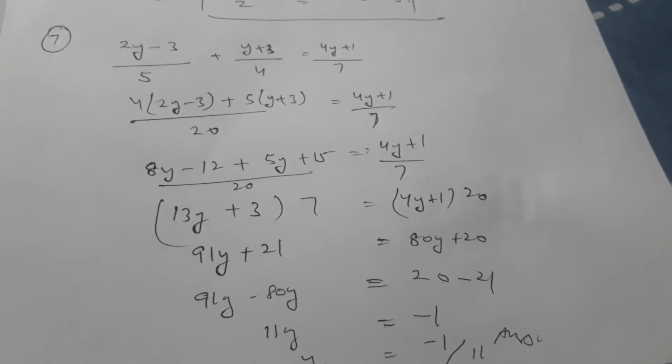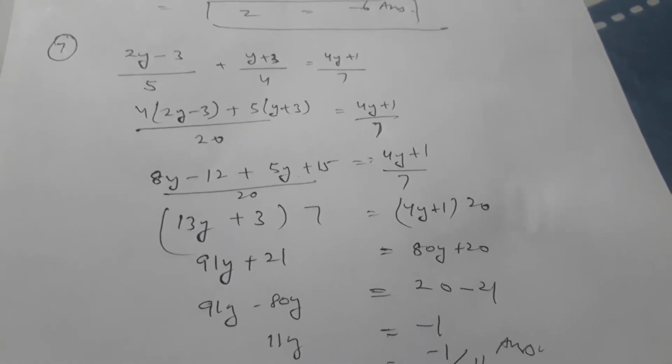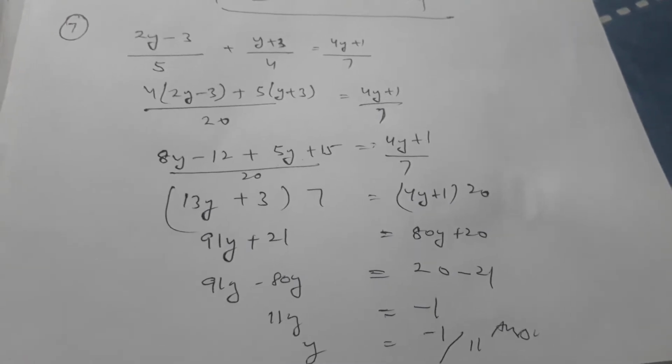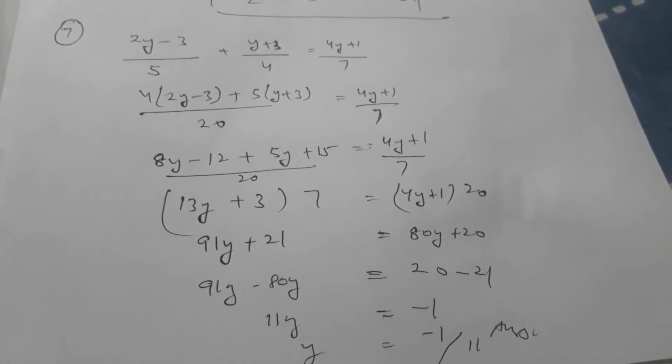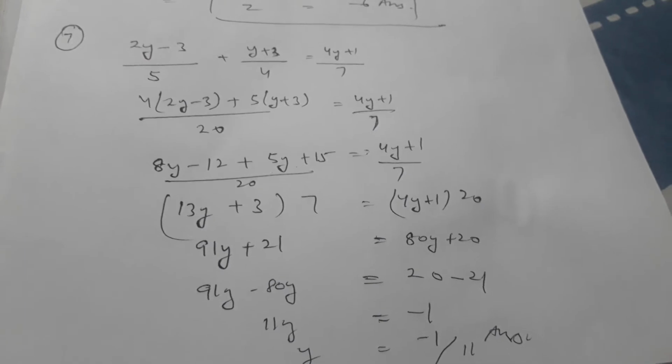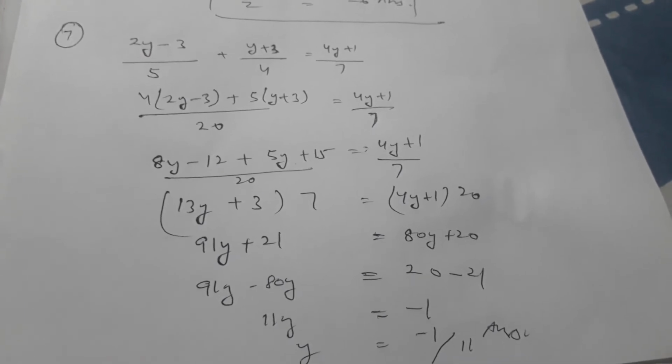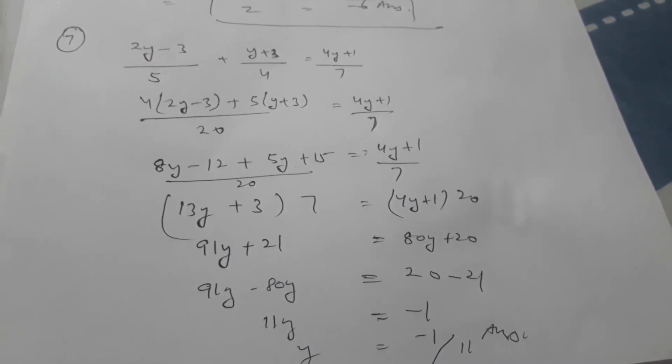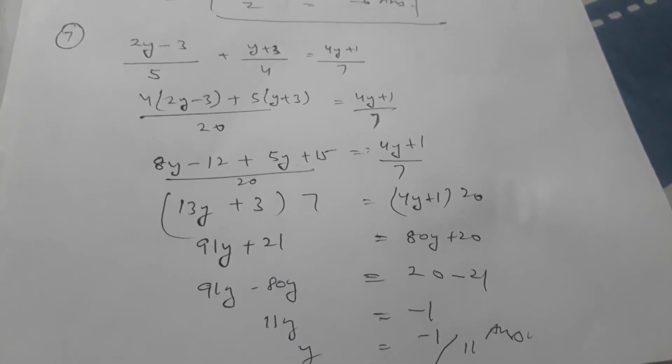So the answer of the 7th question is y equal to minus 1 by 11 of exercise 8.1, chapter linear equations in one variable. Publication house Goel Brothers Prakashan. Now come to the 8th part.